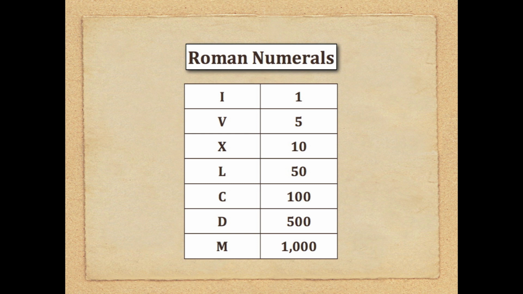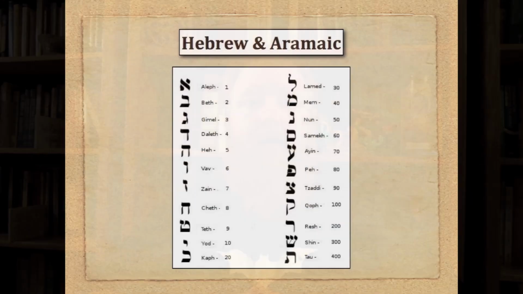So I meant 1, V meant 5, X meant 10, L meant 50, C meant 100, D meant 500, and M meant 1,000. To get other numbers, you had to combine these in various ways, like using II for 2, and III for 3, and IV for 4.